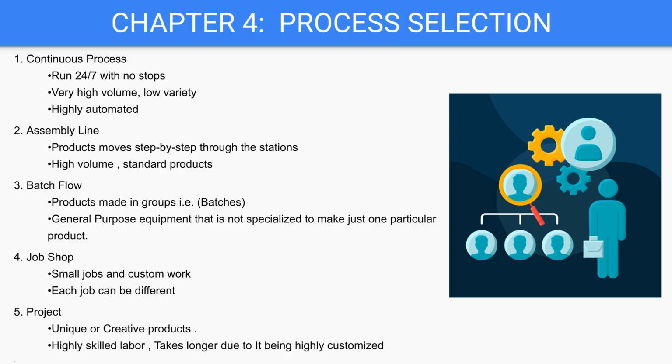Some brief examples. Continuous process means 24/7. It's what assembly lines are, products that move from step to step. Batch flow, products made in groups. Job shops, small jobs and custom work. And projects are just unique and creative products.